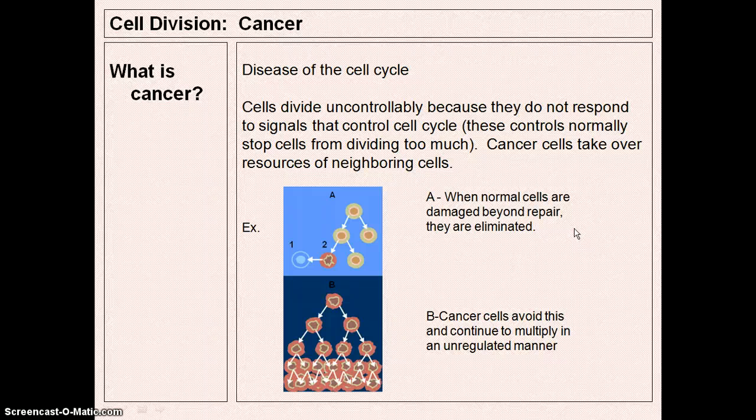And I'm sure everyone in here has heard of cancer and probably knows someone who's had cancer. What is cancer? They call it a disease of the cell cycle. There are some chemicals, one's called cyclin, which sounds just like it is. Its job is to regulate the cell cycle, to make sure that your cells divide properly.